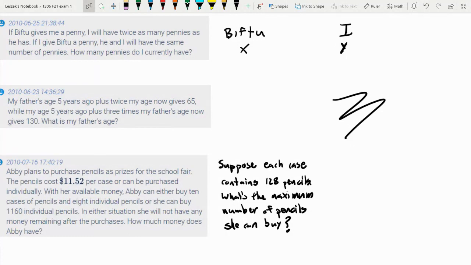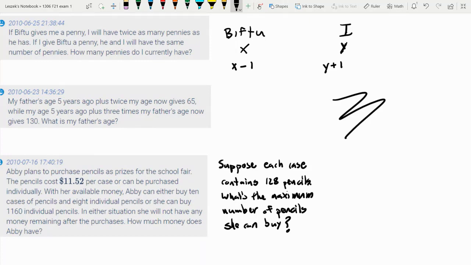Biftu gives you a penny. How much money does Biftu have at that point? What expression? Well, x minus 1, yeah. Then how many pennies do I have? y plus 1. And then this says that in that case, where Biftu lost a penny, I must have gained a penny.